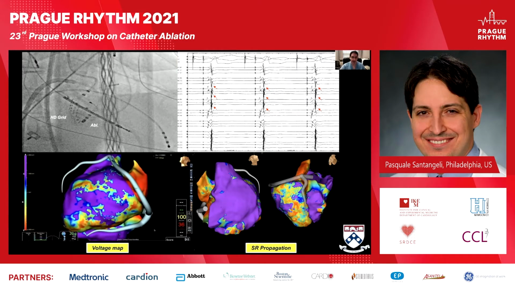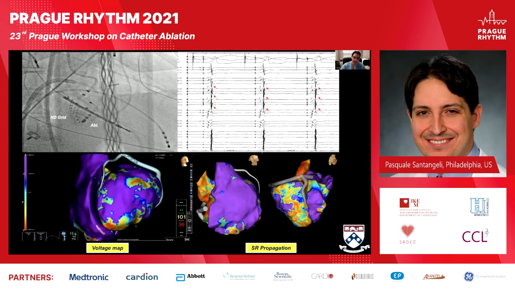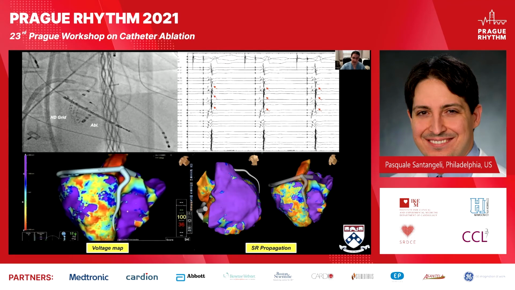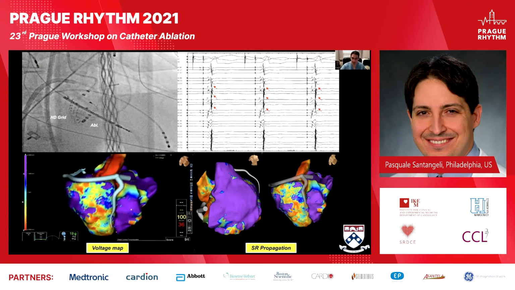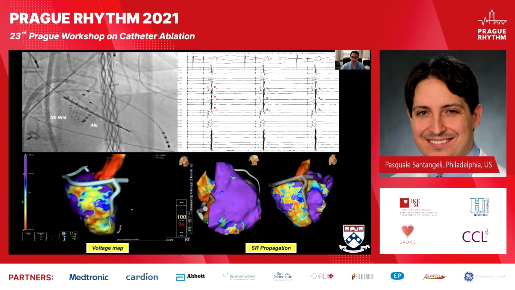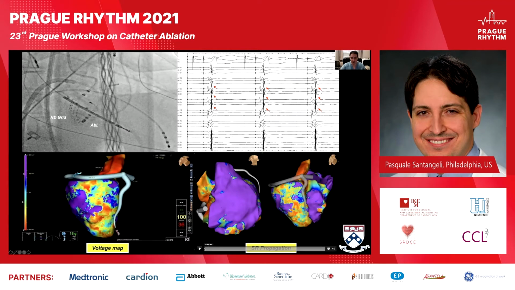As we mentioned above, for LV mapping, I always proceed with dual access, one retrograde access and one transseptal access. Occasionally, we do two transseptal accesses for patients with significant aortic atheroma to facilitate mapping, but also to validate the ablation endpoint. In the bottom right here, you can see the sinus rhythm propagation map. I'm going to play it now. In this regard, a couple of things I want to highlight.